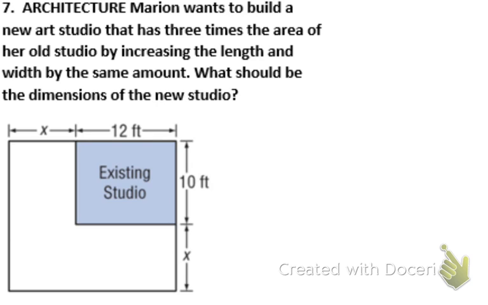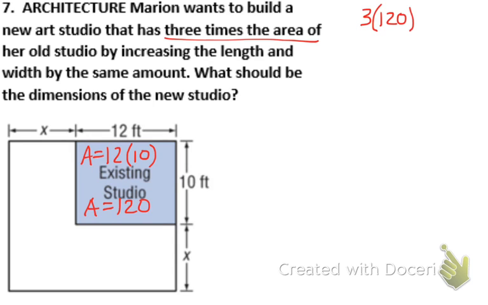Alright, he wants to extend his art studio so that he has 3 times the area. So find the existing area. Length times width, 12 times 10 gives us 120 for the existing one. So 3 times that, 3 times 120 gives us 360 square feet for the new one.